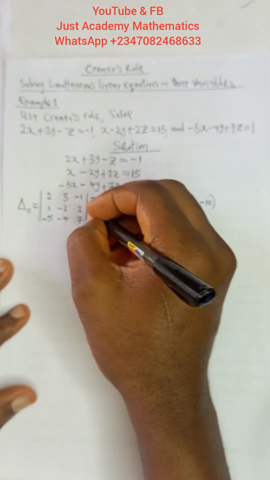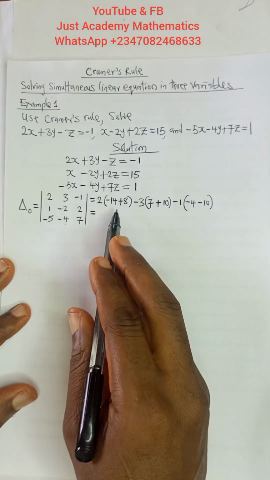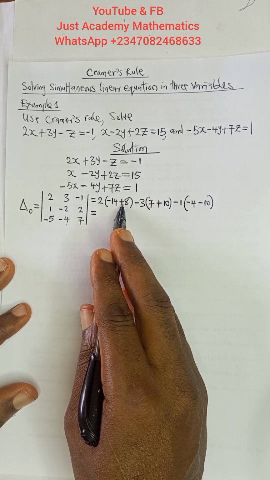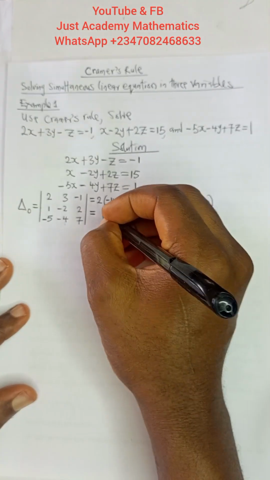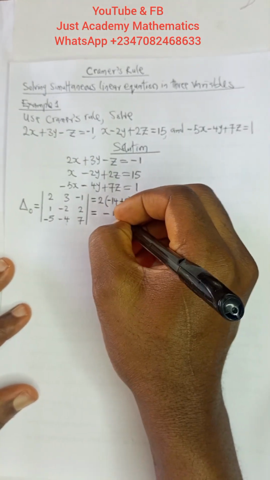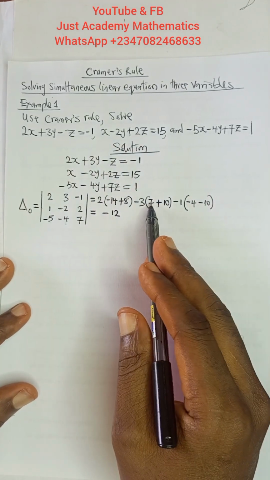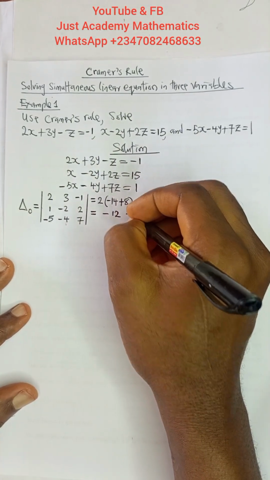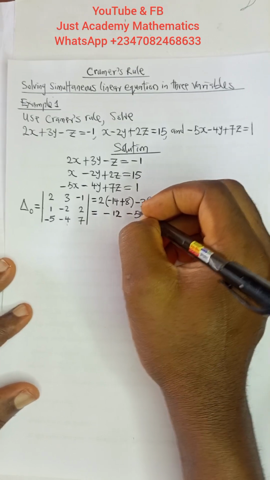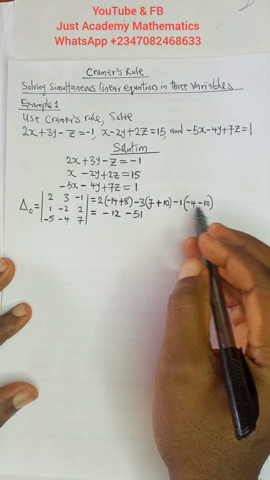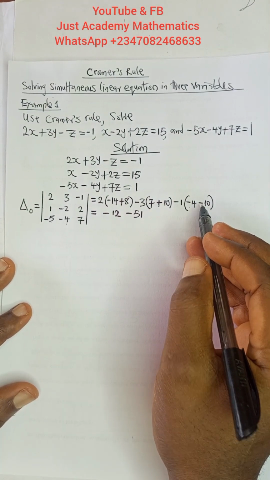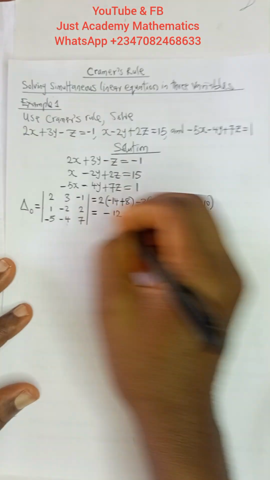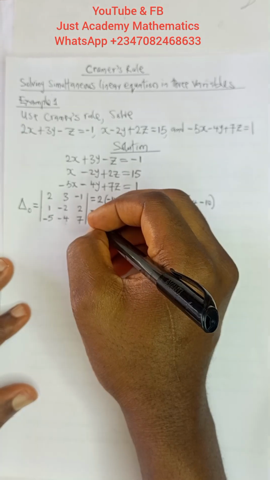So what will this be? This is the same thing as minus 14 plus 8 will give us minus 6. Minus 6 times 2 is minus 12. Then 7 plus 10, 17. 17 times 3 will give us 51. Negative 51. Then minus 10 is minus 14. Minus 14 times minus 1 plus 14. So if you add this up, you will get the change in 0.